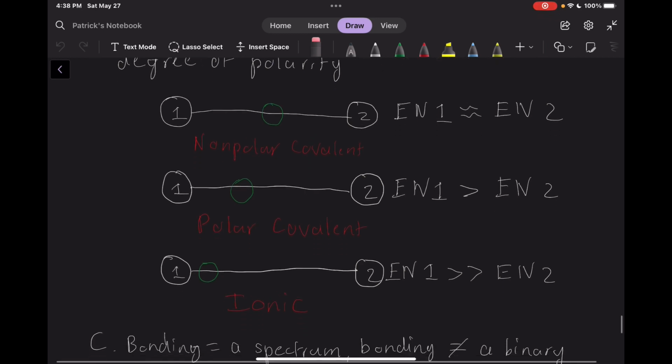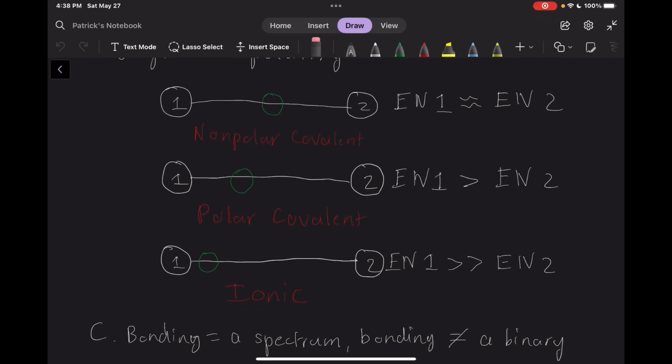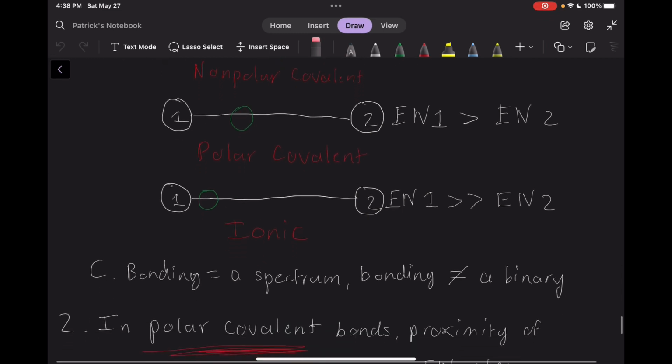Last but not least, we have the bottommost drawing, which shows an ionic bond. Atom 1 is significantly more electronegative than atom 2, so the electron or electrons are pulled very strongly toward atom 1 and away from atom 2. The point of all this is that bonding is essentially a spectrum and should not be viewed as a binary. The same idea applies to polarity as well. It's more accurate to talk about more polar molecules and less polar molecules, instead of juxtaposing the two as if molecules are either polar or not polar.